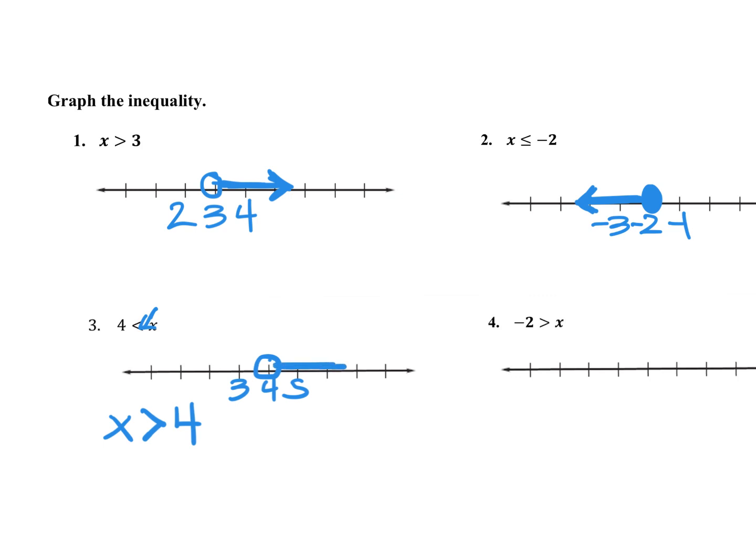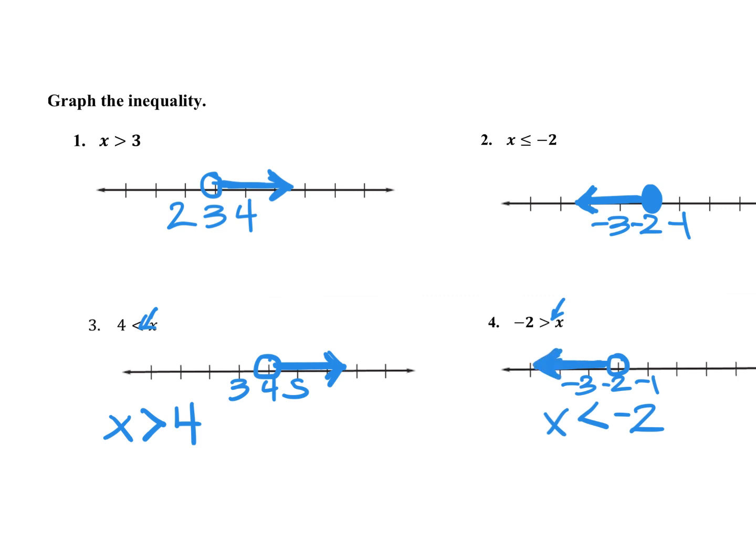So I just rewrote that, noticing that the big side was facing the x, so it's x is greater than 4. With the next one, I'm going to put my x first, and notice that the little side is facing the x. So it's x is less than -2. Let's have -3, -2, and -1. Because it's just less than, it's going to be open. Then less than goes to the left, so everything shaded to the left would be a solution.